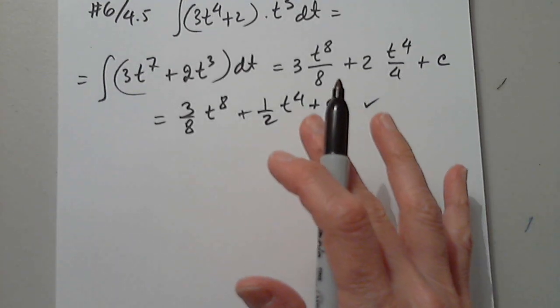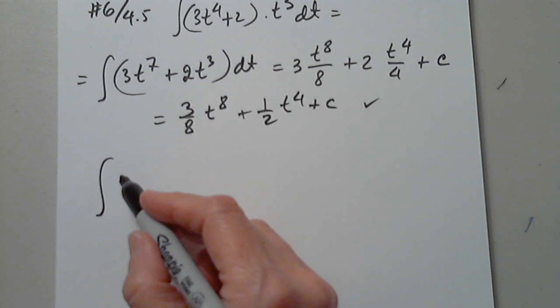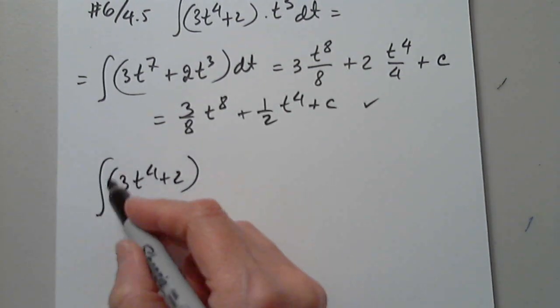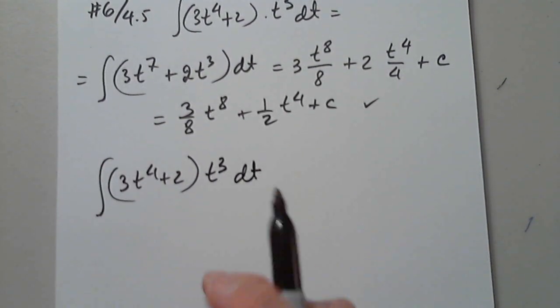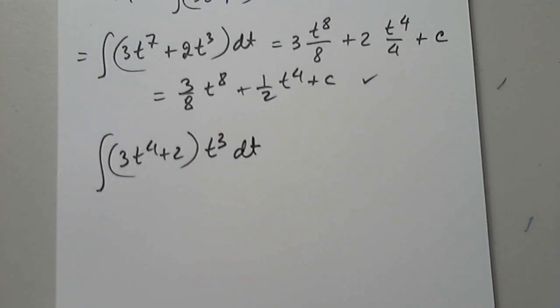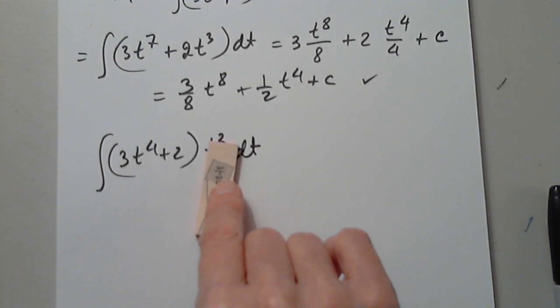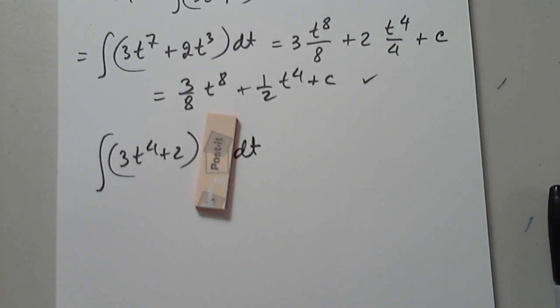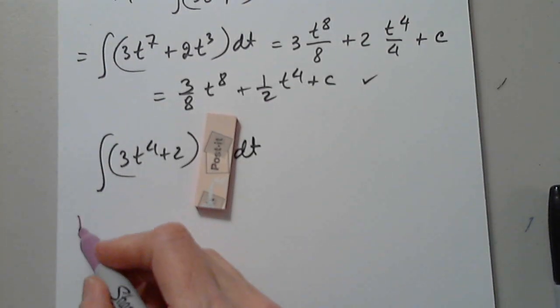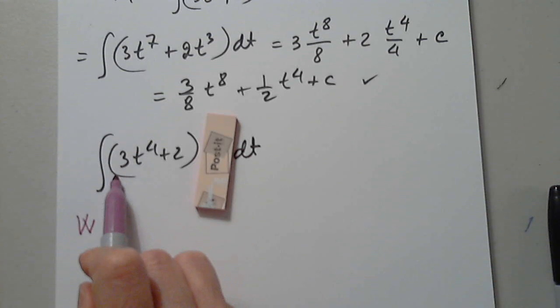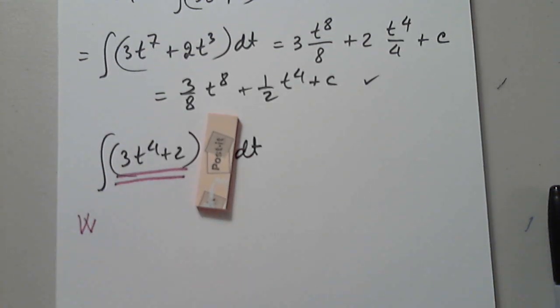But let's use substitution. So I'm going to write it again: the integral of (3t to the 4th plus 2) times t to the 3rd dt. So what would you recommend? What should the substitution be? There is nothing we can do to t to the 3rd. It's a simple polynomial. And we can use any letter you like. So let's say w. This should be the substitution.